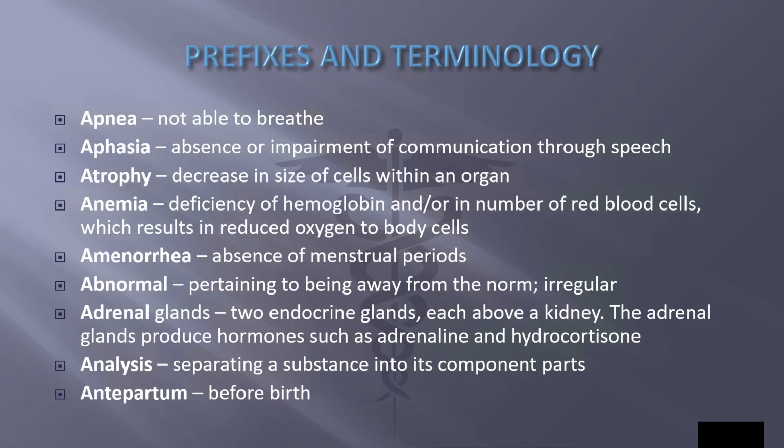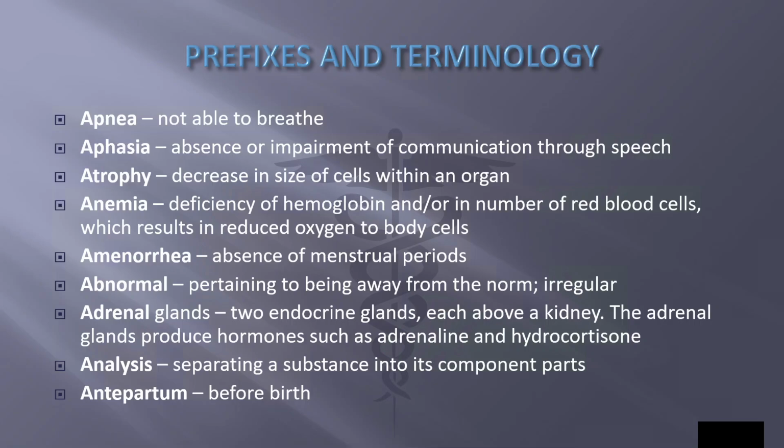Our next prefix is ab, and this means away from. Our term abnormal, pertaining to being away from the norm or irregular. The prefix ad means toward or near. Our term adrenal glands. These are two endocrine glands, each above a kidney. The adrenal glands produce hormones such as adrenaline and hydrocortisone.